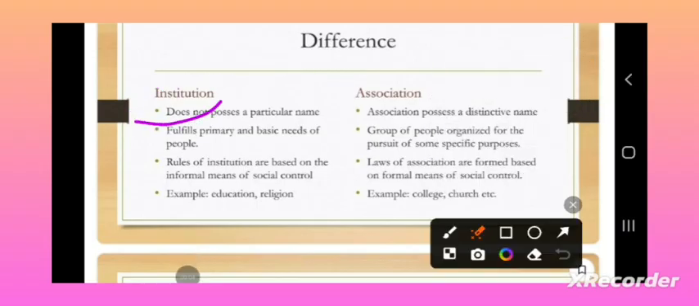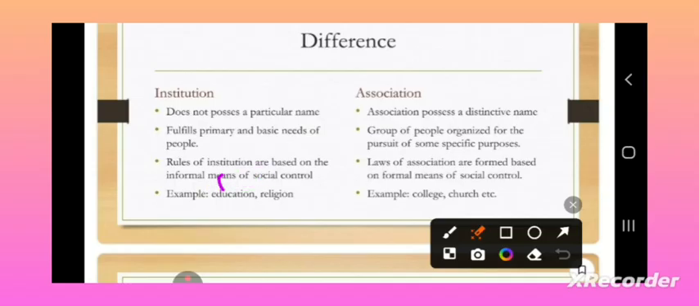Differences. Institution, association. An institution does not possess a particular name. An association possesses a distinctive name. An institution fulfills primarily the basic needs of people. Example: reproduction, sustenance, etc. An association is a group of people organized for the pursuit of some specific purpose.